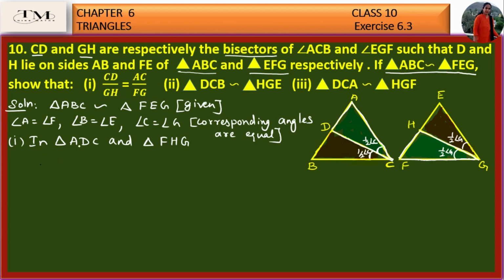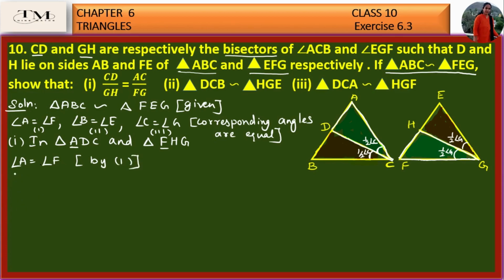So in the first part we have to prove these two triangles are similar. We know some angle values, and there are some details about bisectors of angles. We are going to use that information to prove these two triangles are similar. First, we have angle A is equal to angle F. We will name this as 1, this is 2, and this is 3: angle A equals angle F, angle B equals angle E, angle C equals angle G. So from equation 1, angle A is equal to angle F.